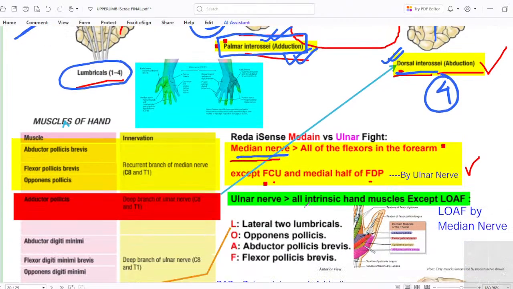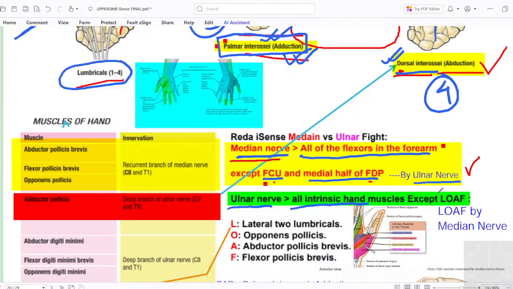Here are some root points we remember. Median nerve supplies all of the flexors in the forearm except flexor carpi ulnaris and the medial half of the flexor digitorum profundus, which are supplied by the ulnar nerve. And just now we have seen all interossei are supplied by the ulnar nerve. Ulnar nerve supplies all intrinsic muscles of the hand except LOAF.